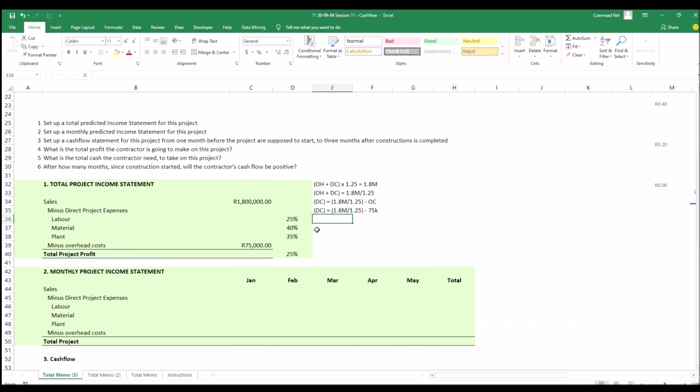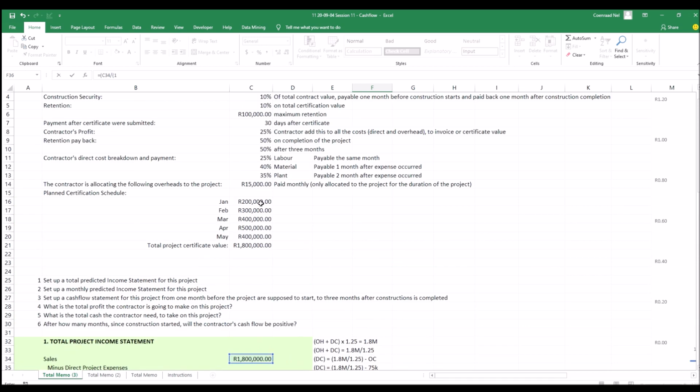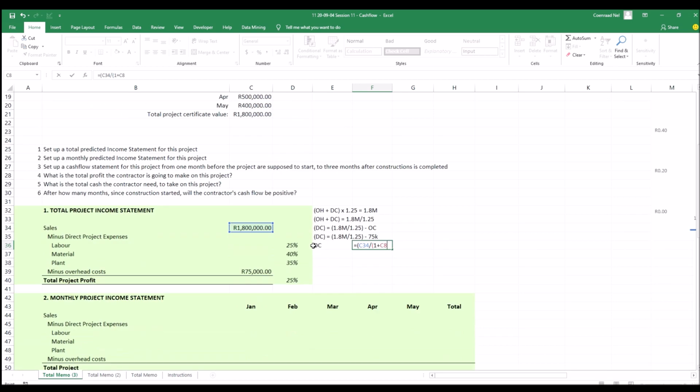That will be equal to, remember this is my total, not total cost, my direct costs equals, and I said it's the 1.8 million that we have over there, divided by my ratio, and to get to that ratio we said it was 1 plus my percentage ratio that I have with the contract profit. There we go. That, and I said that whole thing minus my overhead costs.